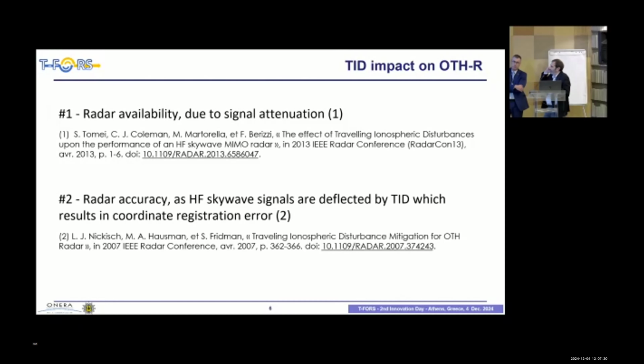And the second one is about radar accuracy, as skywave signals are deflected by TID, which results in coordinate registration errors. So this is also something we have to consider. From our perspective, these two impacts might be the more important ones for OTH missions.